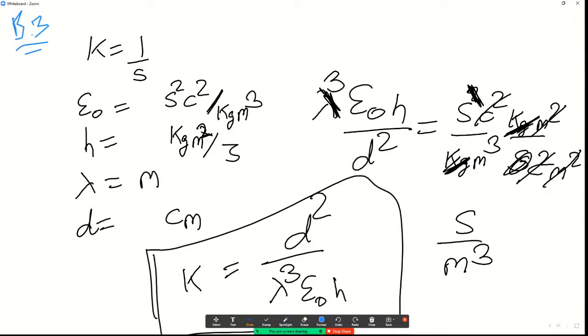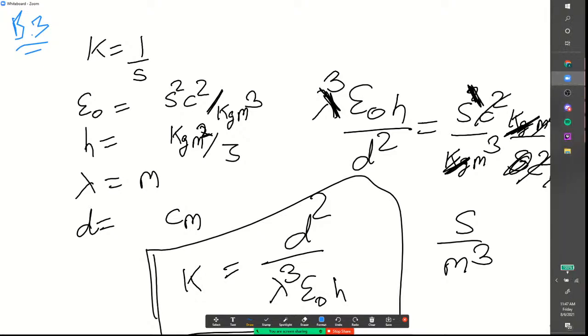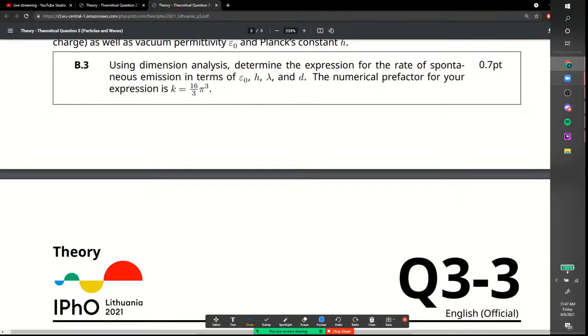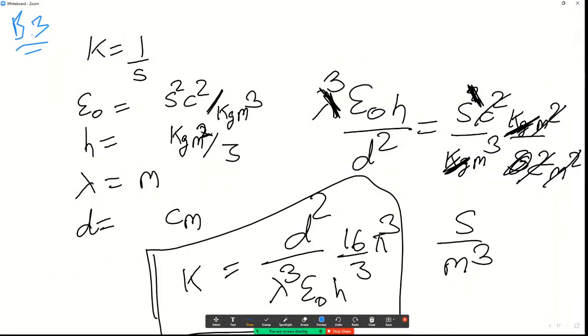Yeah. And the numerical prefactor was 16 by 3 pi cube. Yeah. I think that's correct. Answer. Hopefully.